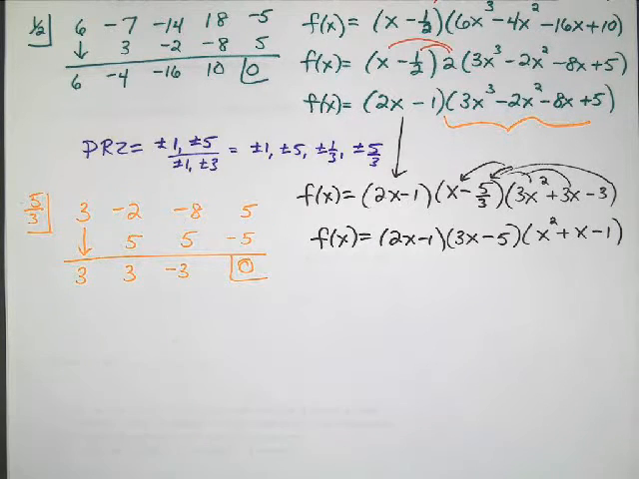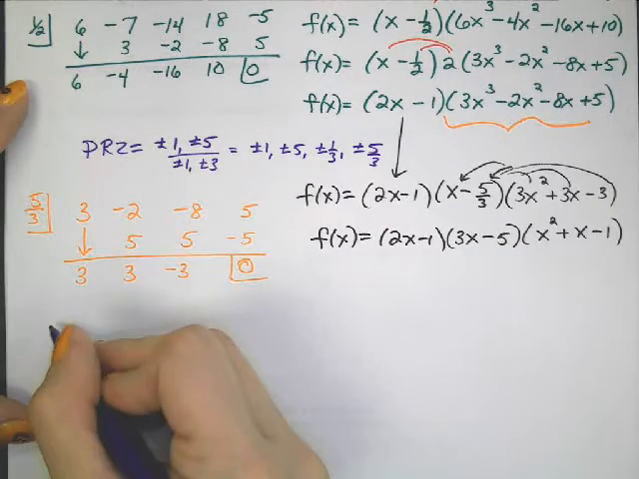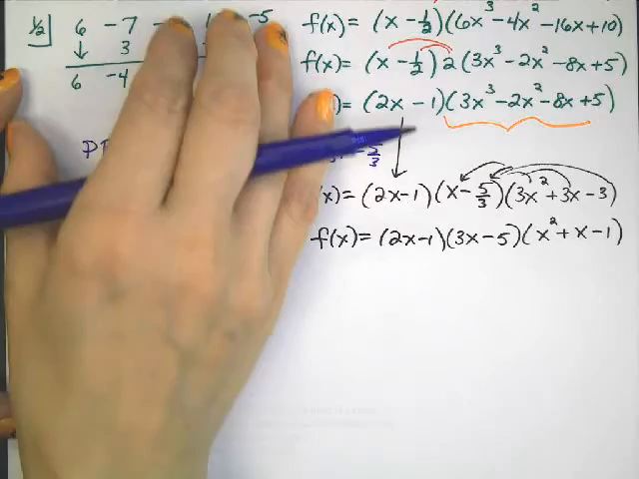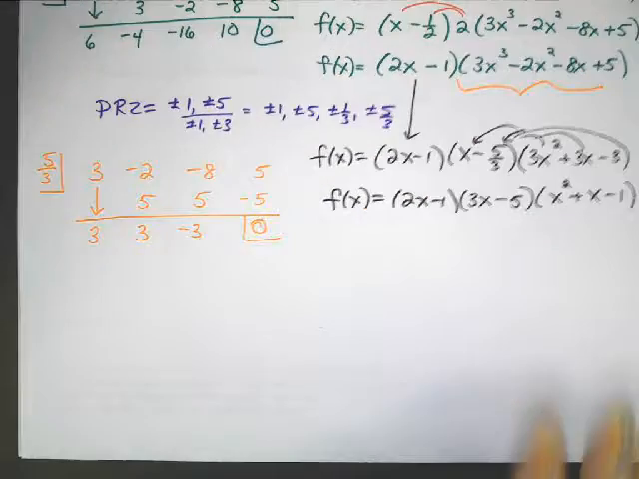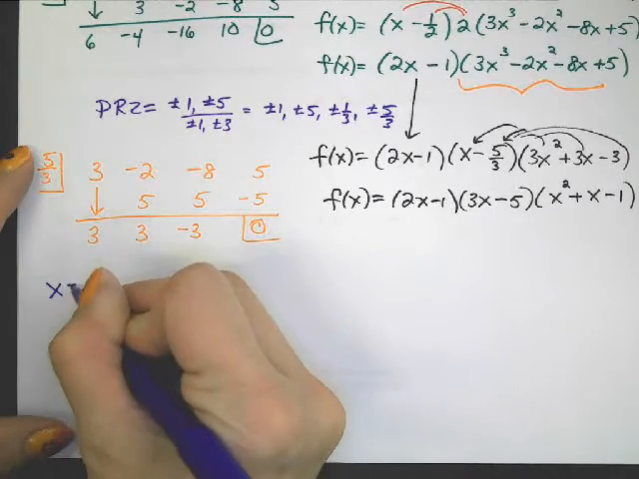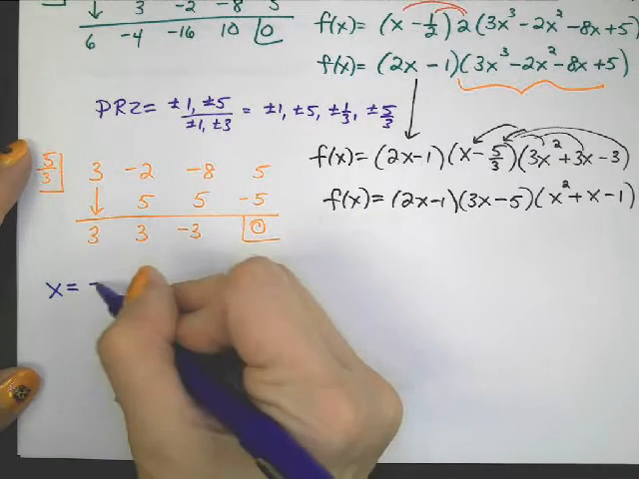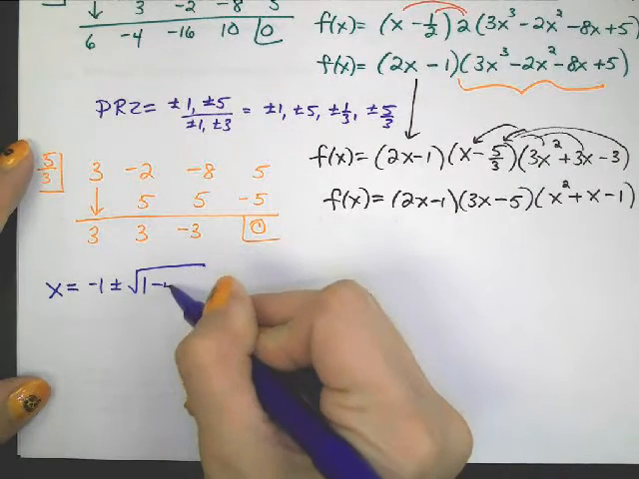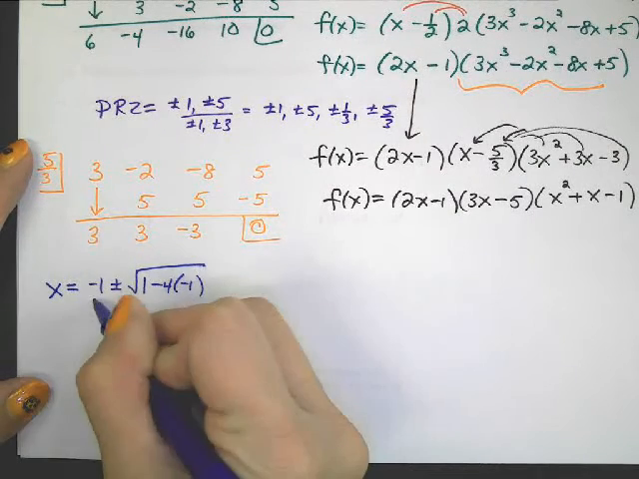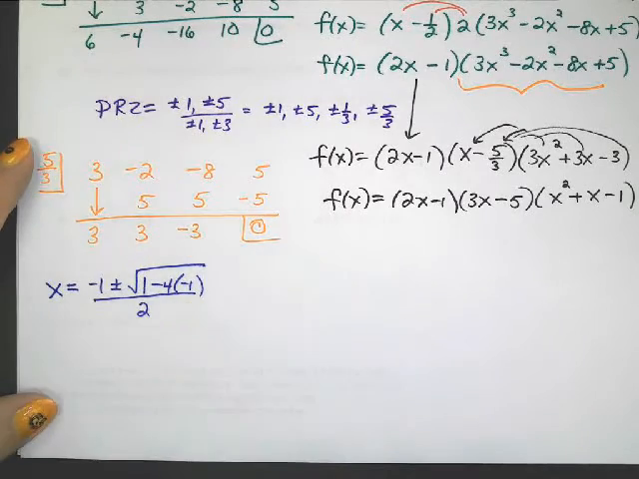Oh, you're having trouble factoring? Well, if you're having trouble factoring, then what do we use? The quadratic formula. So come over here and do some work. I kind of make the left-hand side all my work, and then my right-hand side are my polynomials. x equals negative b plus or minus the square root of b squared minus 4ac all over 2a.